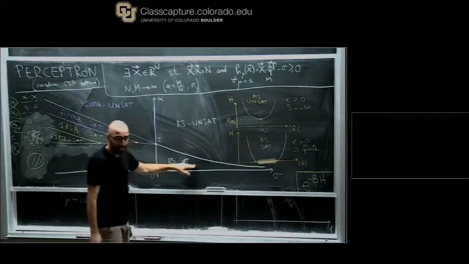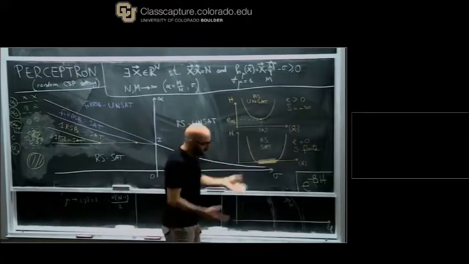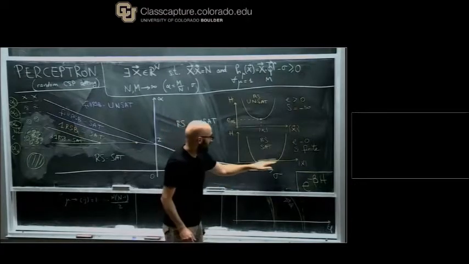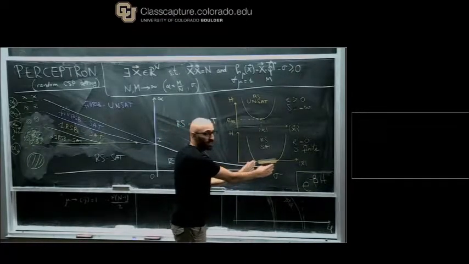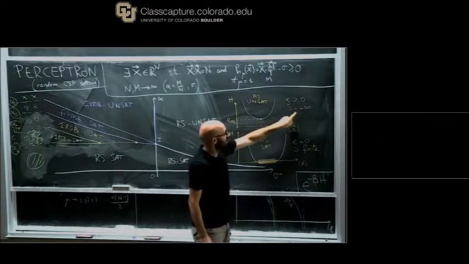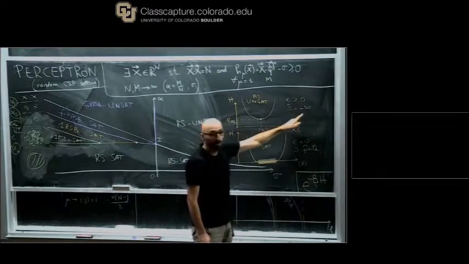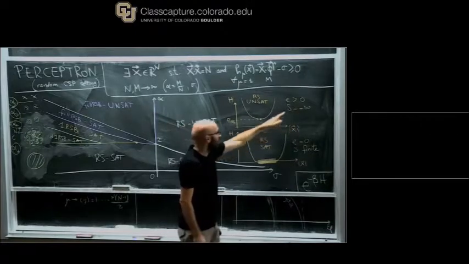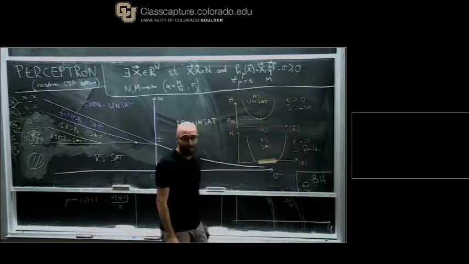And below, in the SAT phase, you still have one minimum, but now the minimum is flat, and you have a finite volume of solutions that have 0 energy. So here you have a finite energy and entropy equal to minus infinity at 0 temperature, while here you have 0 energy and finite entropy.